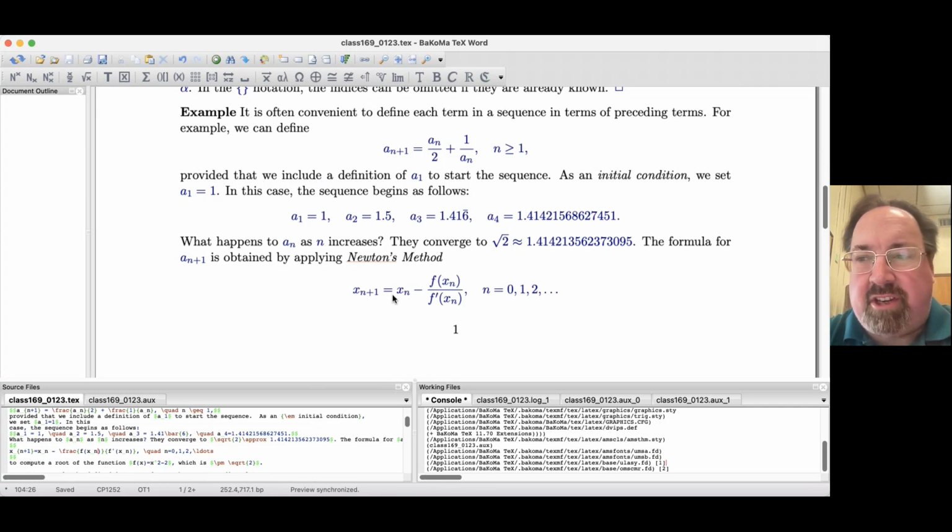I'll be teaching about this method in Math 460 numerical analysis, which I'll be teaching in the fall. That was a digression. The reason I'm introducing it is to show how to recursively define a sequence, define each term in terms of a previous term.